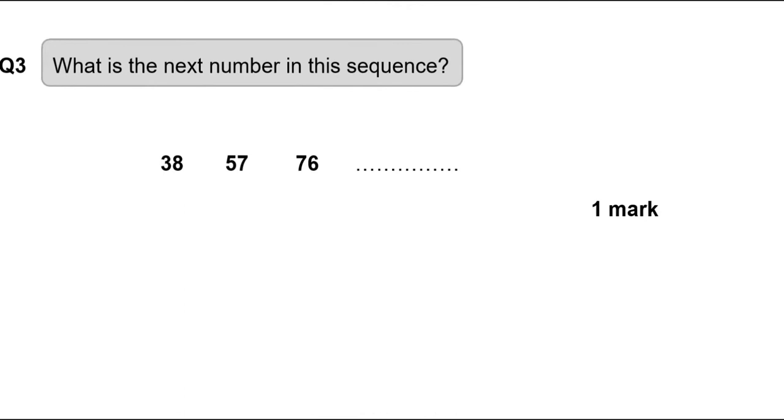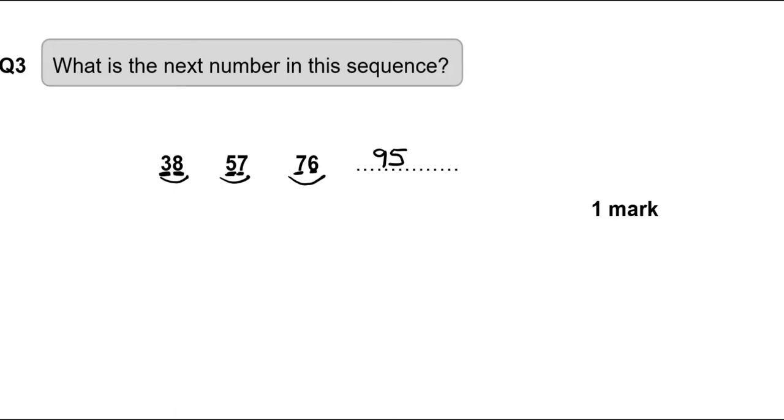What is the next number in this sequence? 38, 57, 76. If you're looking at the first digit, it's going from 3 to 5, so 2 has been added. And then again, 2 more to get to 7. So if you add 2 more, it's going to become a 9. Then looking at the second digit, 8, it's gone to 7 to 6. So it must go to 5, 95.